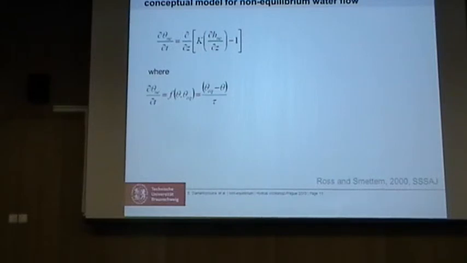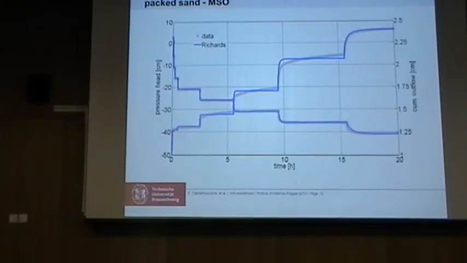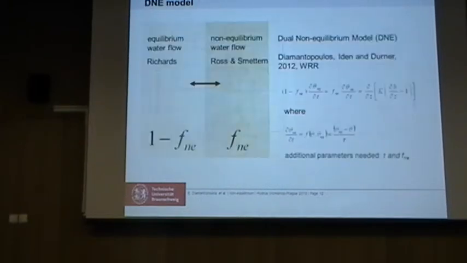It needs one more parameter than the Richards equation. This is tau. It decouples the pressure head and the water content, and it assumes that the equilibration of the water content is time dependent and is described by this parameter tau. Back to the data, this is the fitting with the Ross's model. It's more or less the same as the Richards equation. So we have to come up with something else.